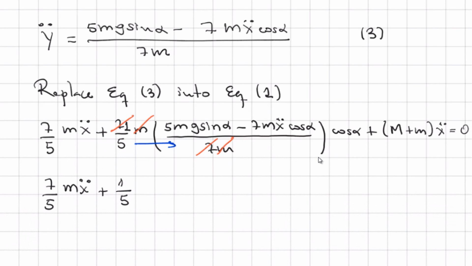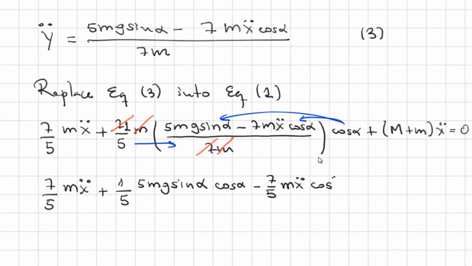And we send 1/5 into the parentheses, and we get 5 m g sine of alpha. Now we have to multiply this cosine of alpha, which is going to multiply here and here, and we have cosine of alpha minus 7/5 of the mass x2 dot dot cosine square of alpha plus m x2 dot dot equal to 0.